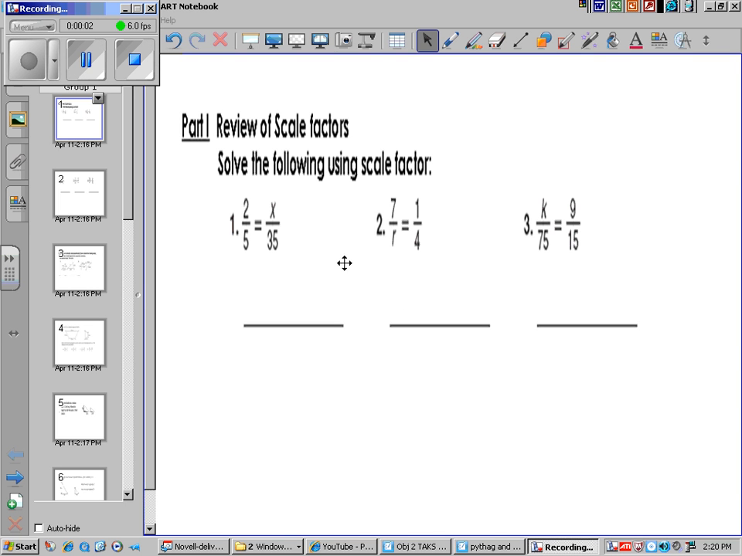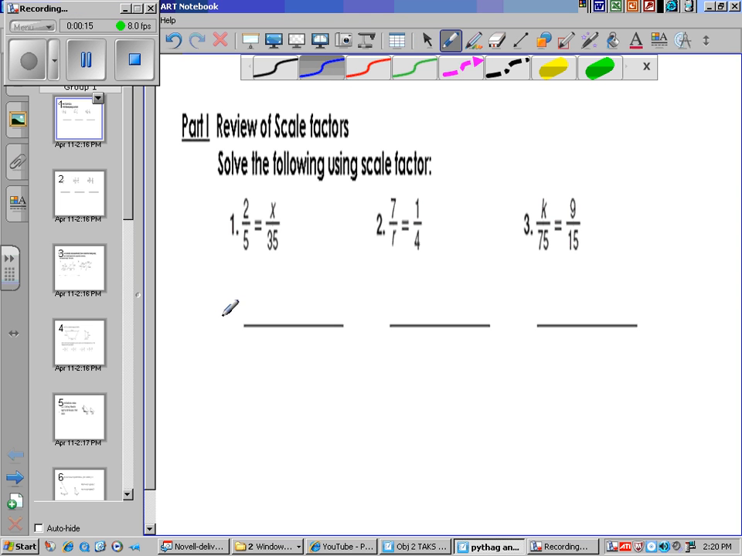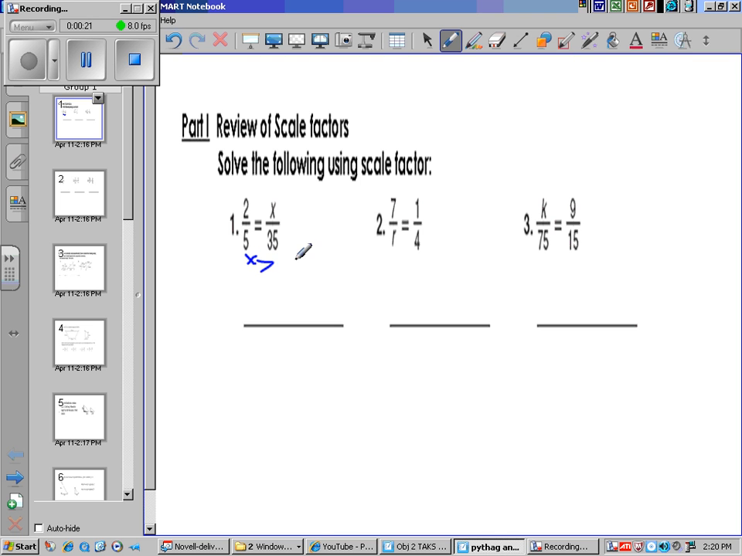Okay, on this assignment, right here on the first one, it says review of the scale factors, solve the following using the scale factor. Now, you can do it a couple of ways. One way that you could go through and do it is I could look and see what times 5 gives me 35. Well, it would be 7. So whatever I multiply by the bottom, I have to multiply by the top. It would be times 7. 2 times 7, that would be 14.